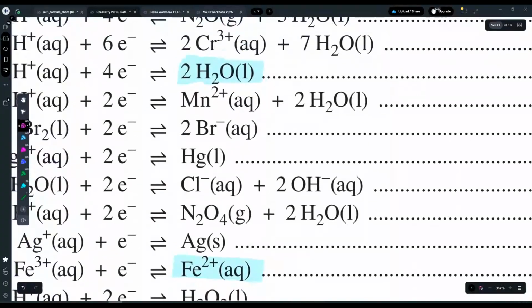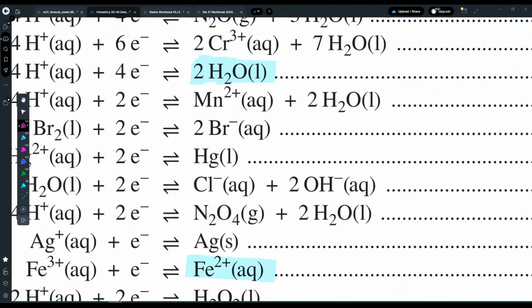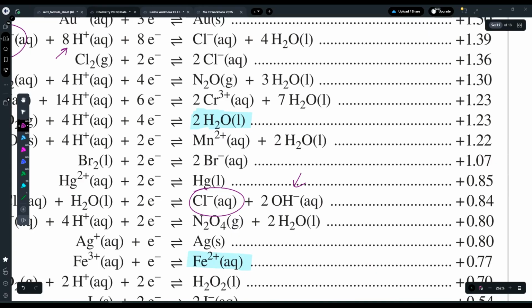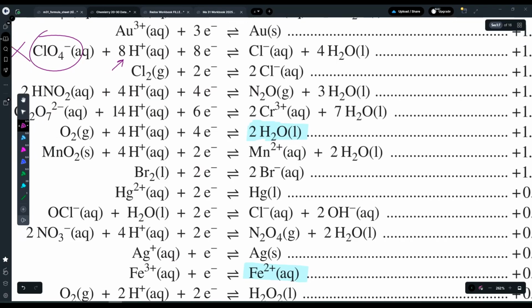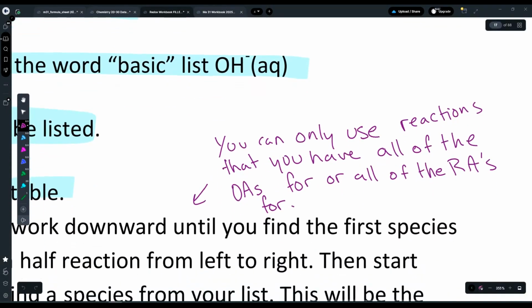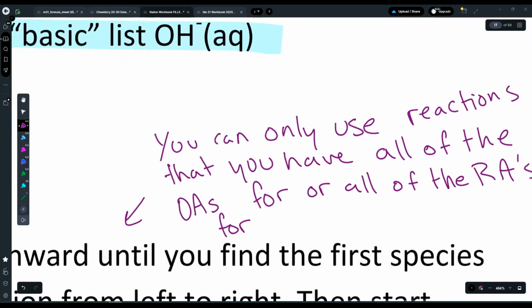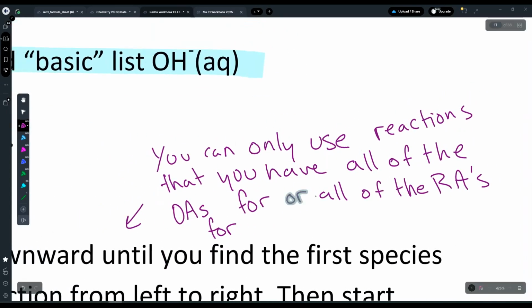Additionally, if we had chloride ions for our RAs but we didn't have hydroxide ions for our reducing agents, then this reaction right here we couldn't use. So that's what I mean when I say make sure you have all of the OAs for a certain reaction or all of the RAs for a certain reaction in order to use it. So I gotta adjust this.